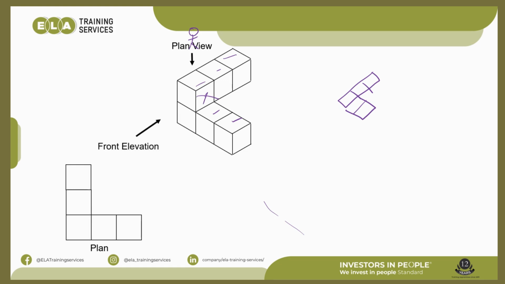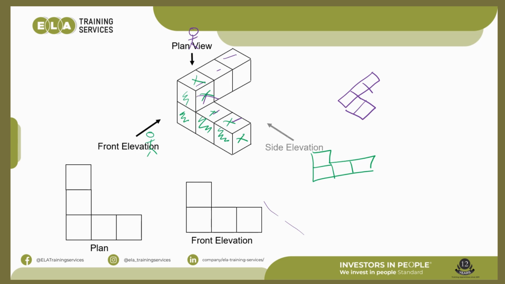Now it gives us the front elevation as this side here. So let's change pen colour. Our front elevation is we're standing here, and we can see this square, this square, this square, and this square, but we can't see this one, or this one, or this one, or this one, or this one. So this time our elevation looks a little bit like an L shape, where we have one square on top, one square on the bottom, and then two squares that come out the side.